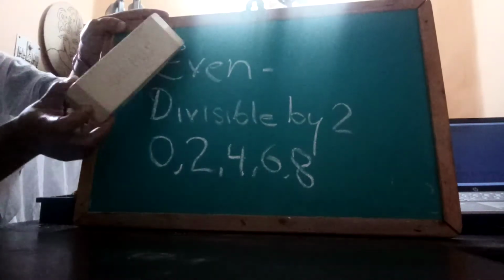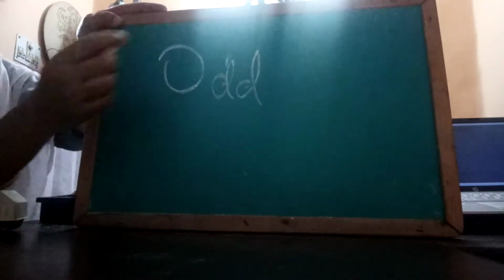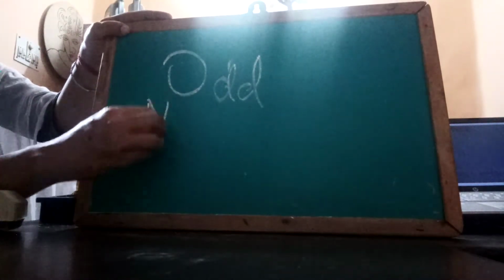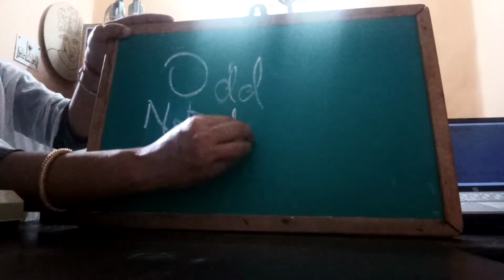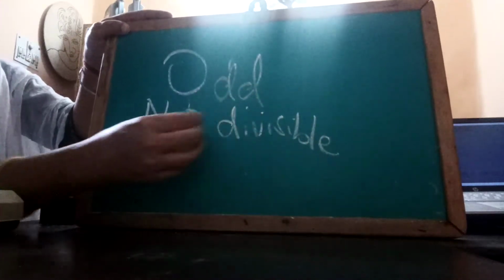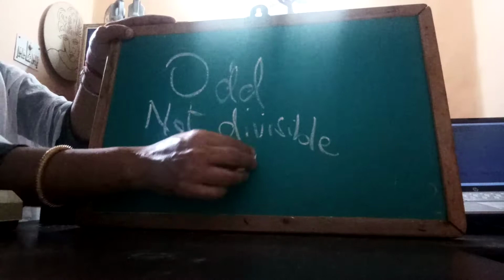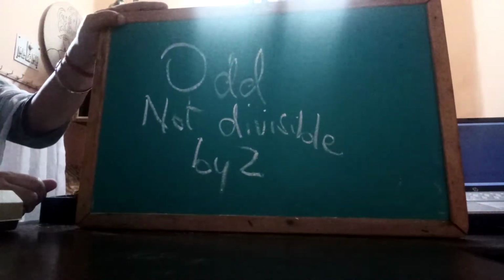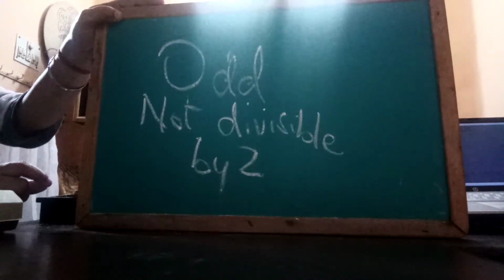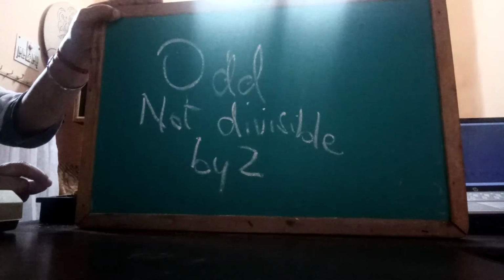Now let's go to odd numbers. Now what are odd numbers? Odd numbers are those numbers which are not divisible by 2. So, the last digit needs to be either of these numbers: 1, 3, 5, 7 or 9.